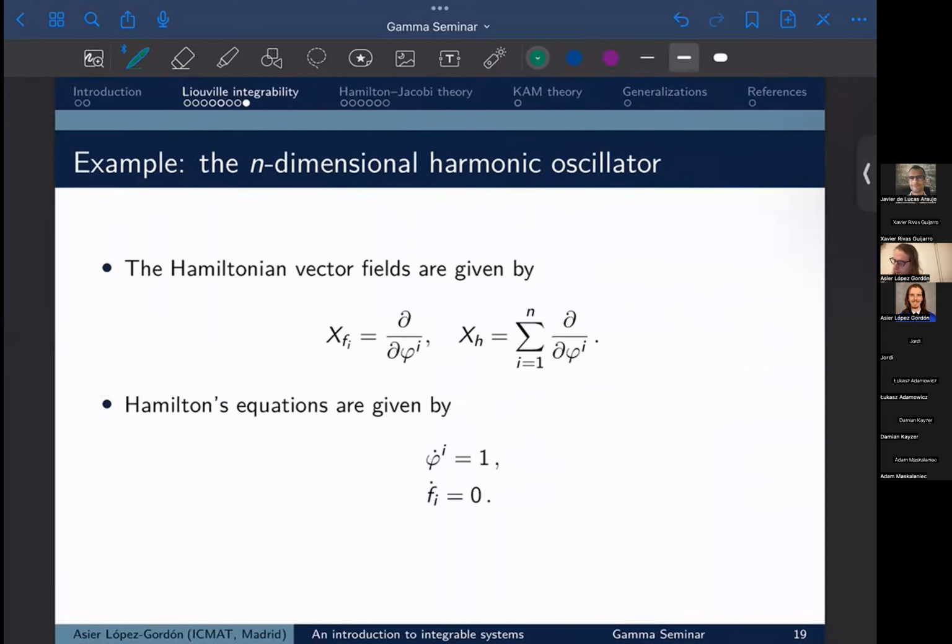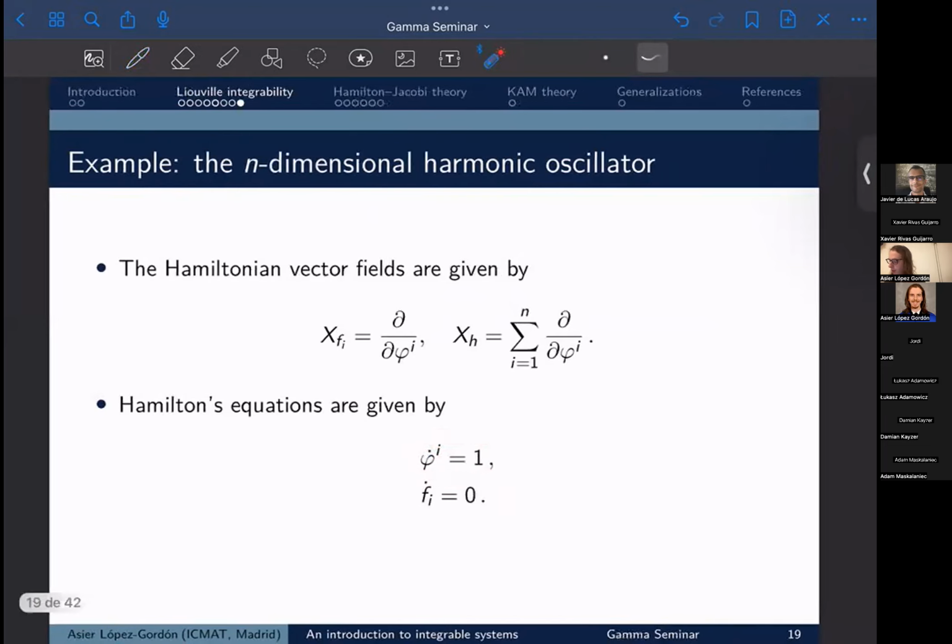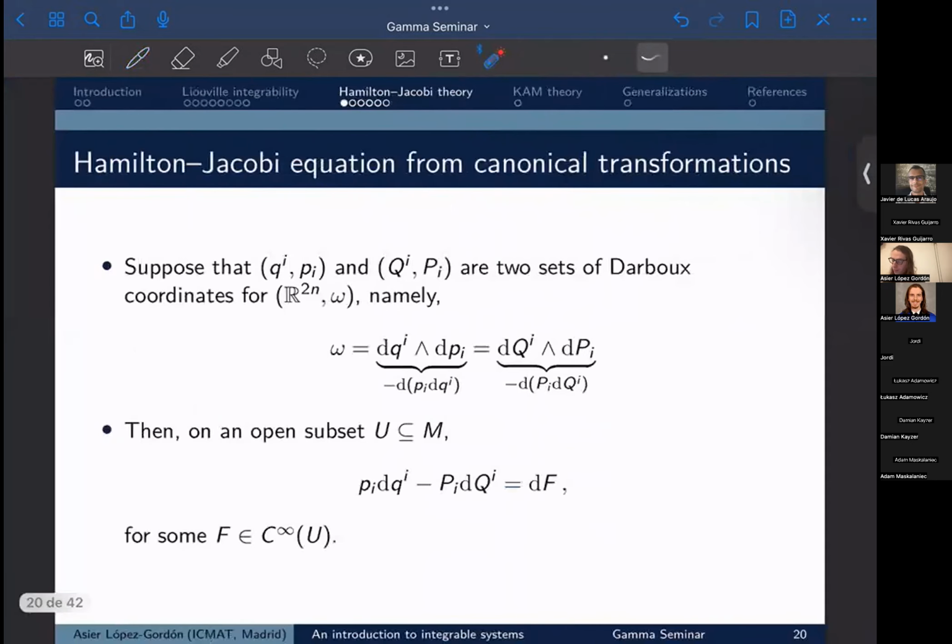Well, in this case, the Hamiltonian vector fields of the integrals take these expressions, and the Hamiltonian vector field of the Hamiltonian function is this one. So the f_i's are constants of the motion, as we already knew, and the phi_i move. Well, the time derivatives are one, so basically these are straight lines. Okay, now let me talk about Hamilton-Jacobi theory.